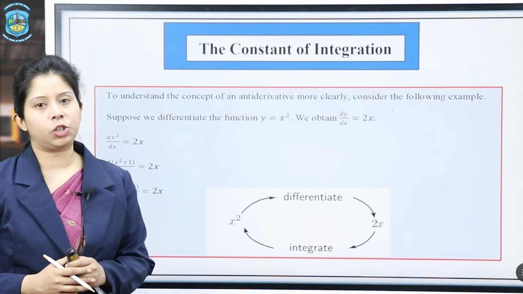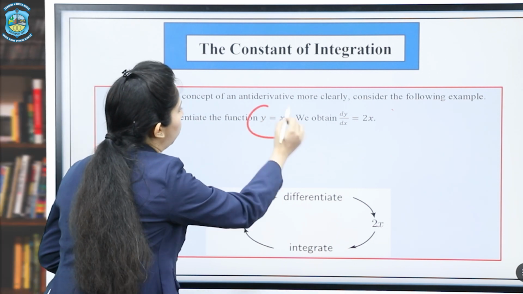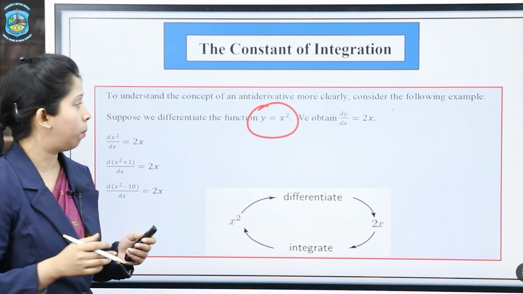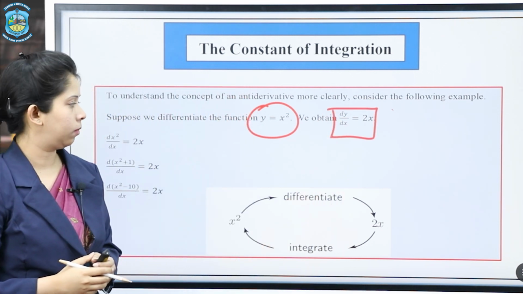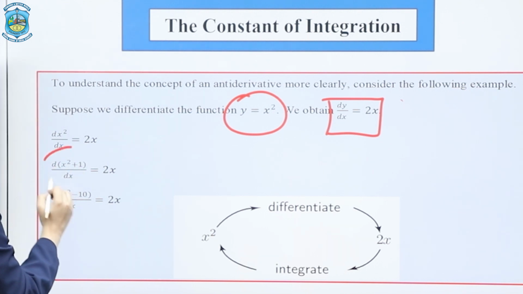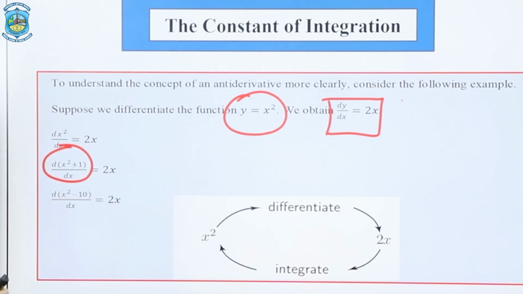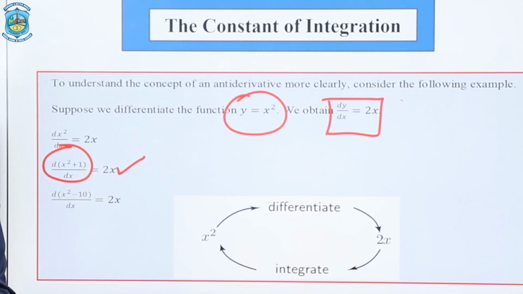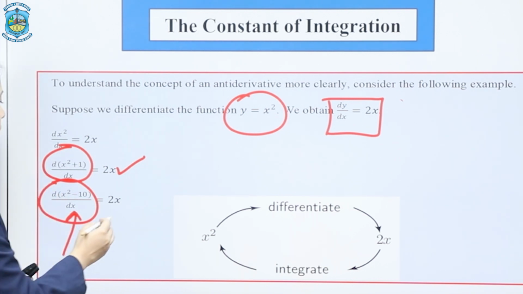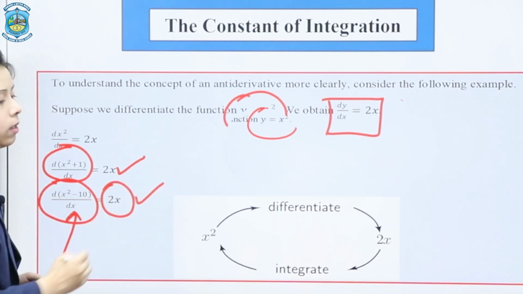Suppose we differentiate the function y is equal to x square. We obtain dy by dx is equal to 2x. We take one more function, that is x square plus 1, and we differentiate it with respect to x. The result is again 2x. Similarly, we take the third function, x square minus 10, and we differentiate it with respect to x. This time also we get the result as 2x.